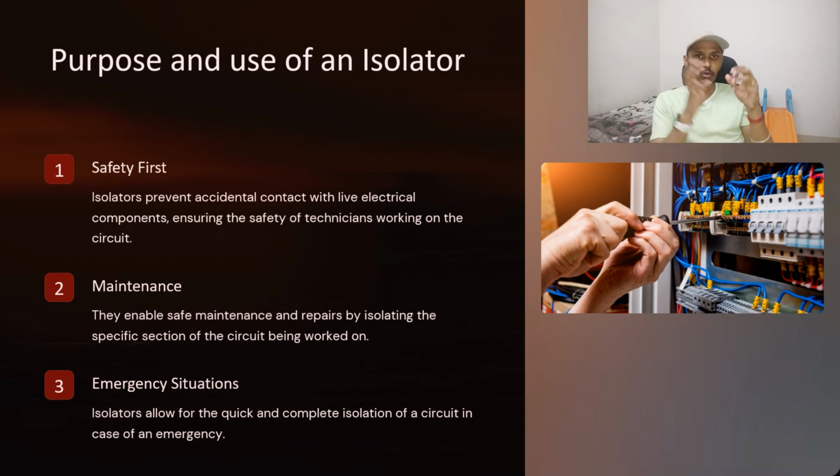You don't need to open the DB or open the panel, then switch the MCB off. All those kinds of things can be avoided if you have an isolator outside the panel or outside the enclosure. Then you just need to turn it off so that the power is easily isolated. So it's an easy exercise as well.